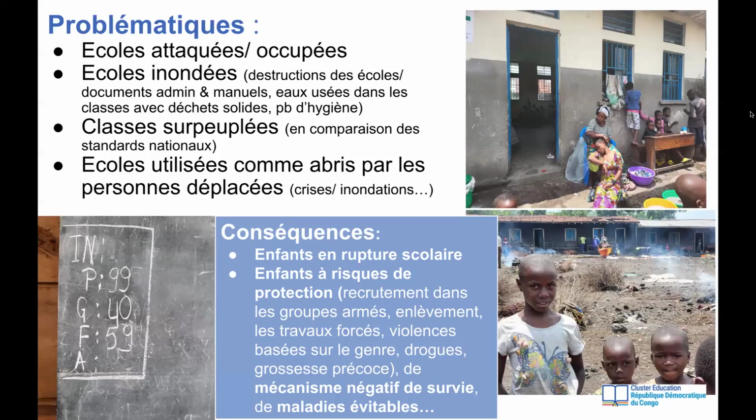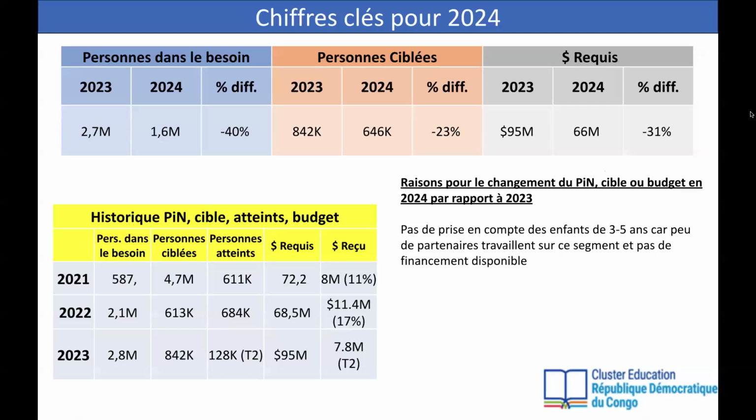Next slide, please. Some key data that we have here. Now, because we do not have enough funding, for instance, this year, regarding our targets, we know that education in emergencies should cover children aged 3 to 17. We have then realized that we are unable to consider children aged 3 to 5 because we do not have enough partners and we do not have funding available to work in this segment.